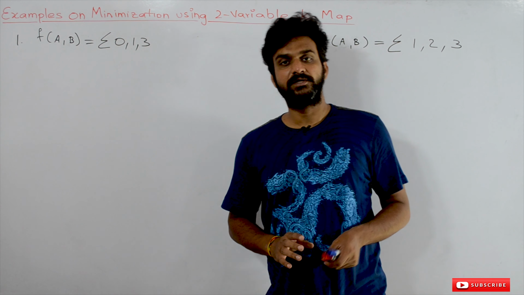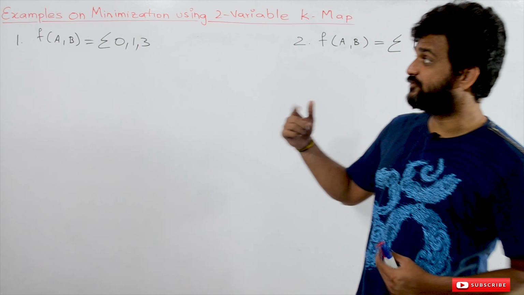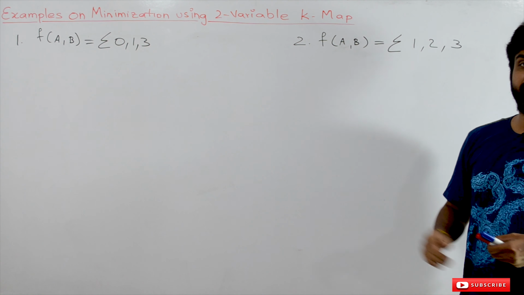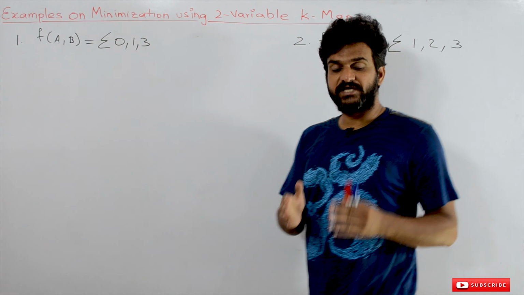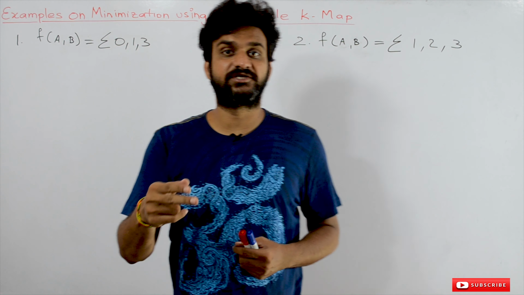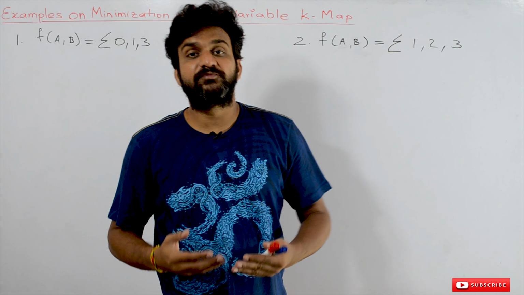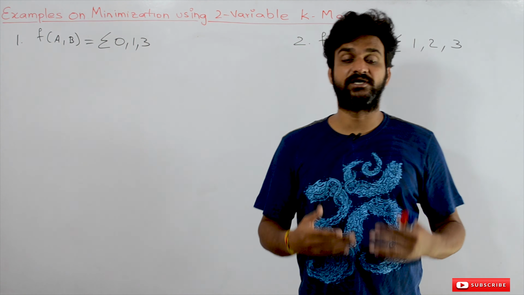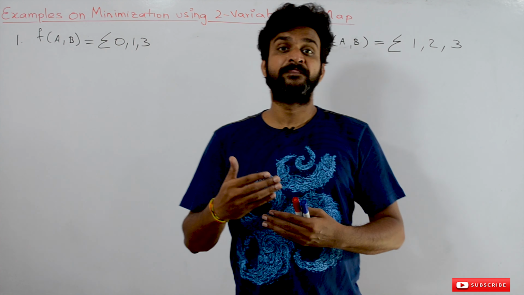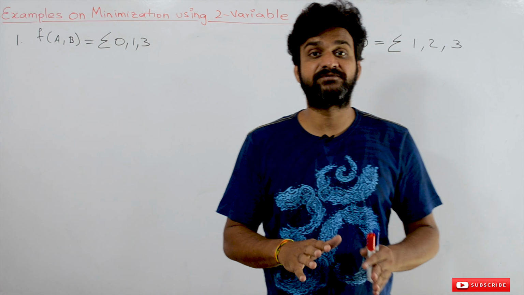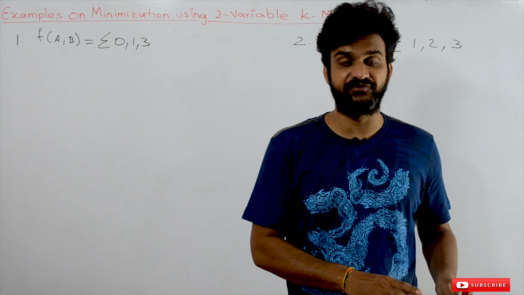I am Vikram. In this class we'll try to solve examples on minimization using two variable K-maps. So the functions which have two variables, we will try to reduce by using K-map. The discussion about the basics, the terminology, and the way in which Boolean expressions can be reduced by using K-maps has already been discussed in our previous videos.